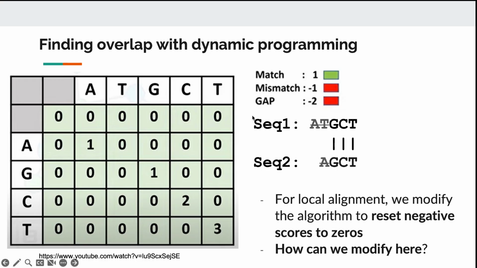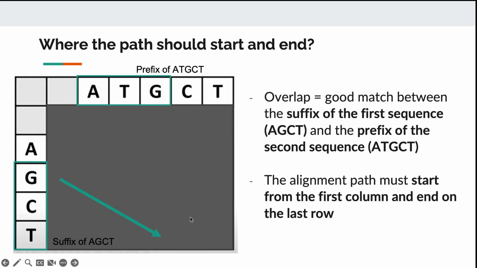When we do dynamic programming for local alignment, we argue that we don't need to start from the top left and we don't need to end on the bottom right. We can start anywhere in the middle and we can end anywhere in the middle. For finding the overlap, overlap means the suffix or the end of the first sequence must match the prefix or the start of the second sequence.